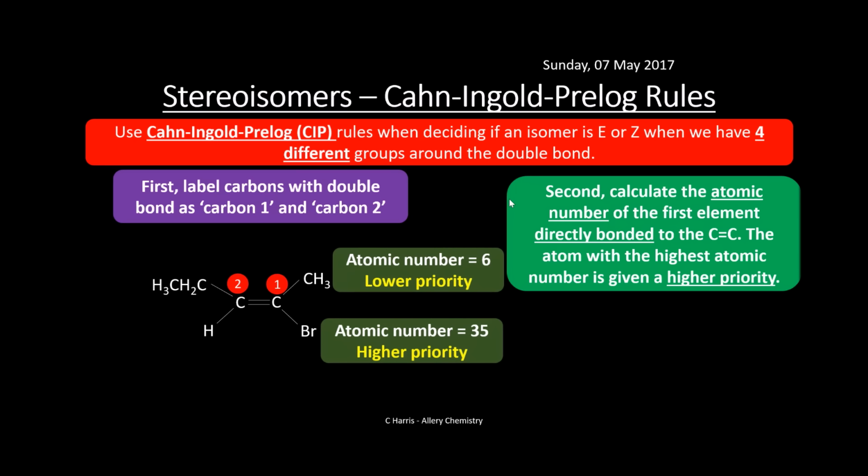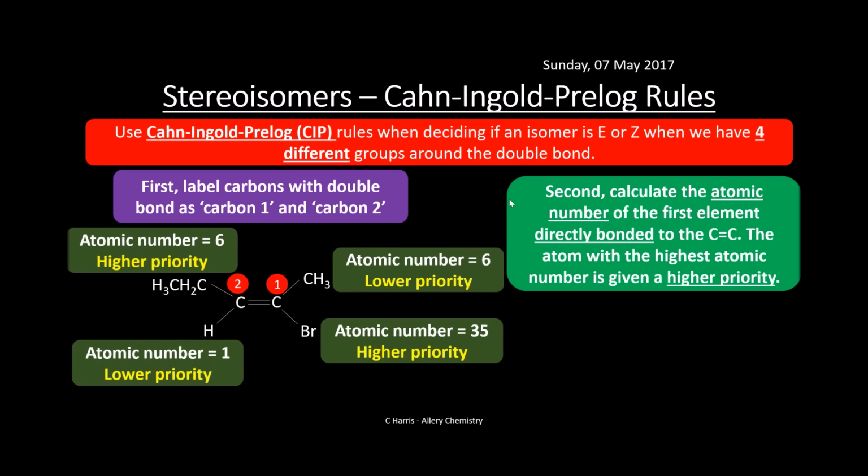Looking at these two, the carbon in CH3 has an atomic number of 6, because you're looking at the first element, and bromine has an atomic number of 35. Bromine's got a bigger atomic number, so it's given the higher priority. Let's look at the other side. Again, carbon on the left there has the higher priority, as it's got 6, and the hydrogen on the bottom there has a lower priority. It's got an atomic number of 1.